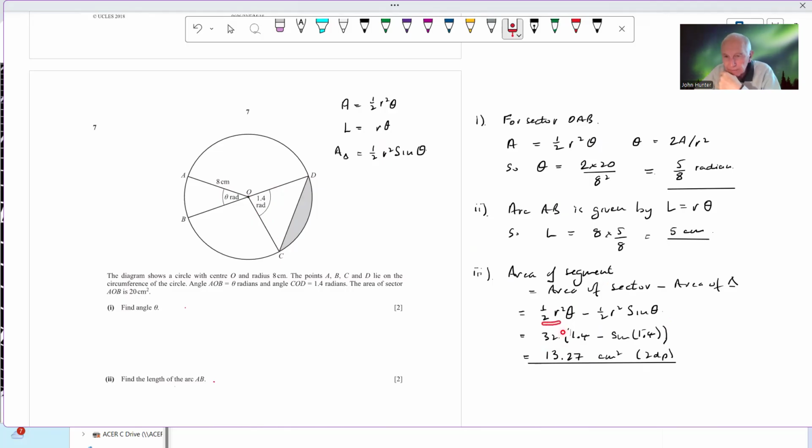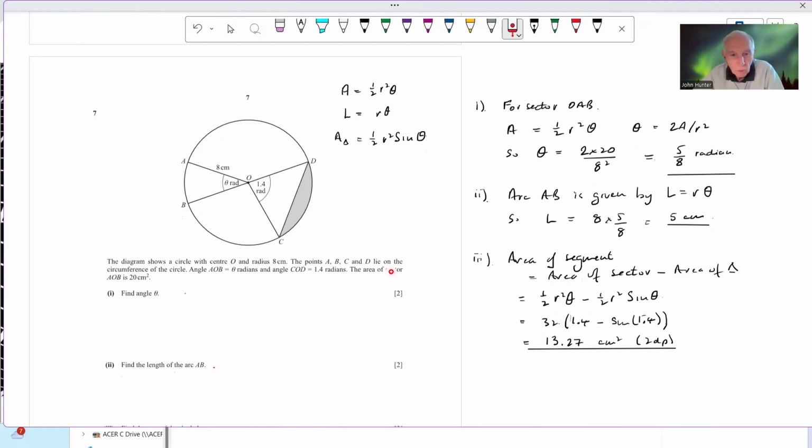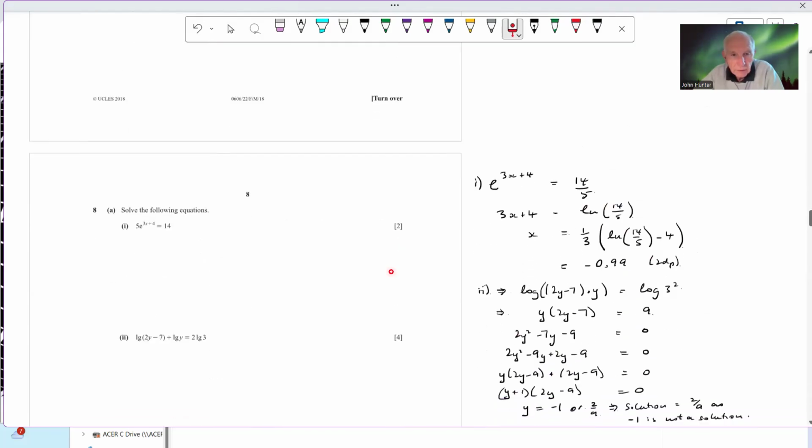half r squared with 32. This is 1.4, and sine of 1.4 we can look up. All right, so stick that into our calculator, and it's going to come up with 13.27 square centimeters to 2 decimal places. Very important to put your accuracy into your answer as well as your units, of course. Right, so that is that one.